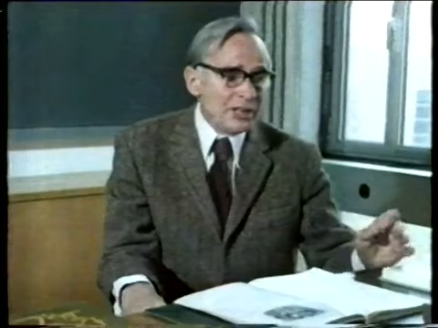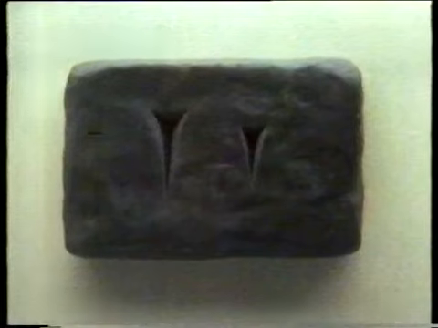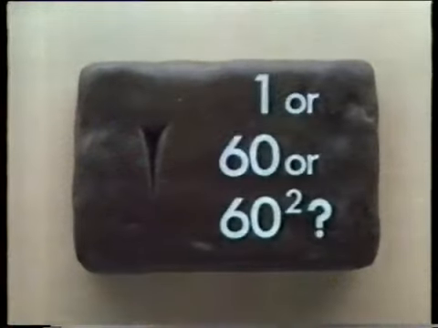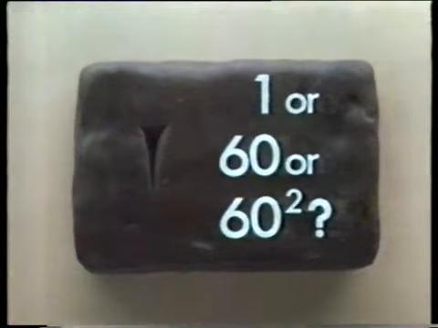Sometimes you can distinguish between 60 and 1 because the wedge for 60 was written in a larger type. It was a larger wedge. But sometimes you could not distinguish. When you have just one wedge, you never know whether it means 1 or 60 or 60 square. You have to see this from the context, from the order of magnitude of the number.